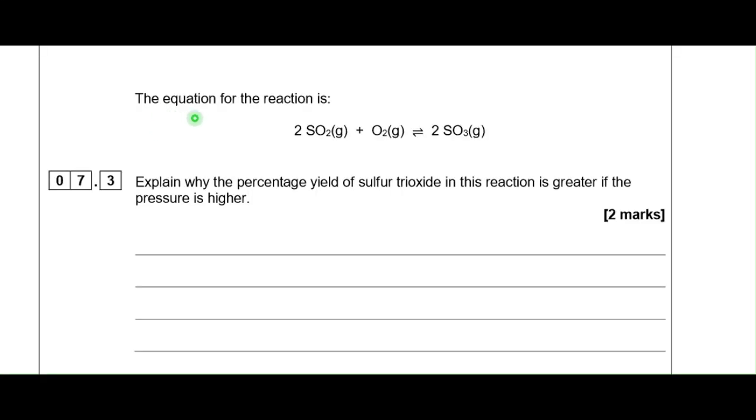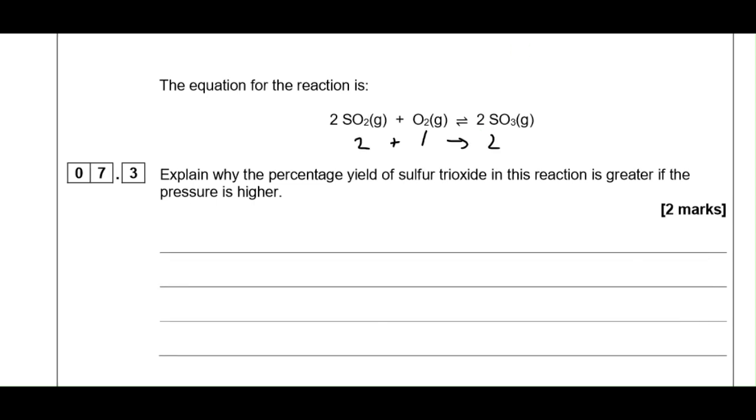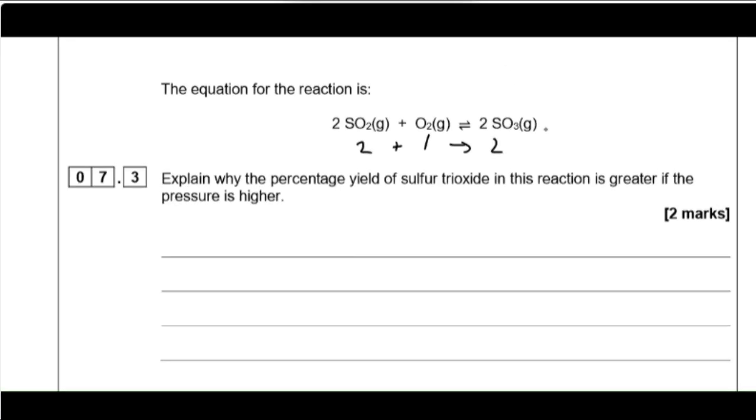The equation for the reaction is 2SO2 gaseous plus O2 gaseous in equilibrium with 2SO3 gaseous. 7.3. Explain why the percentage yield of sulfur trioxide in this reaction is greater if the pressure is higher, and this is for 2 marks. Let's look at the theory for change in pressure. In gaseous reactions, an increase in pressure, equilibrium will move towards the side of the reaction that has the least number of gaseous molecules. So look up at the equation.